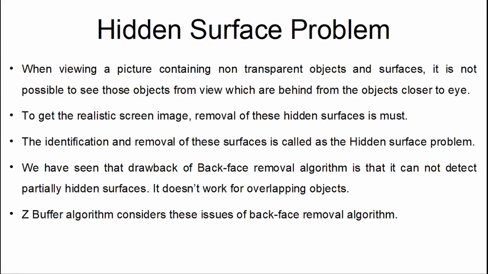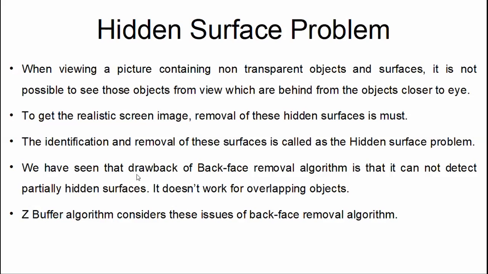We have discussed this hidden surface in the previous session also. That is, if you are holding any object in your hand and you are looking from the front side, whatever is visible to you is the visible surface, and whatever you cannot see from the front side will be called the hidden surface.